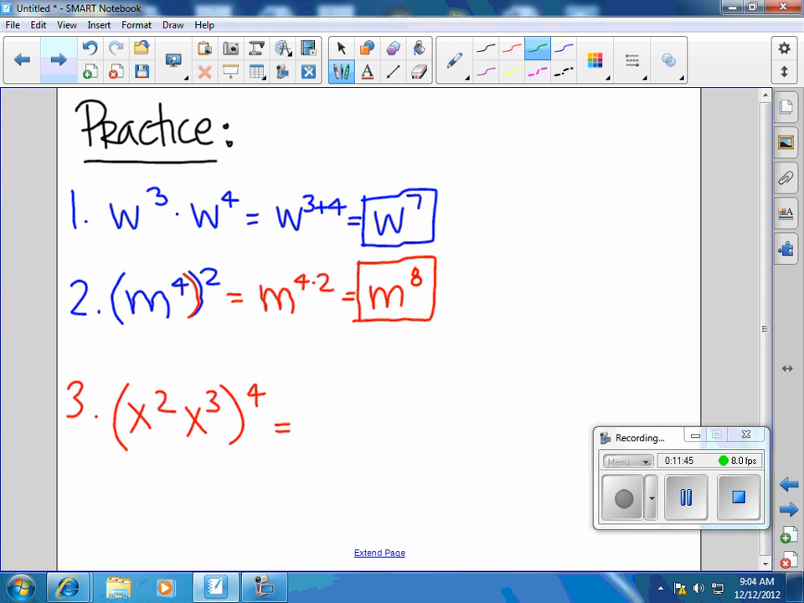So 2 and 3 inside of here, what do I need to do with them? Since they are multiplying, I want to use the rule that says I have to add those together. So on the inside, I end up with x to the 5th, all to the 4th power. So 5 times 4 will give me x to the 20th.